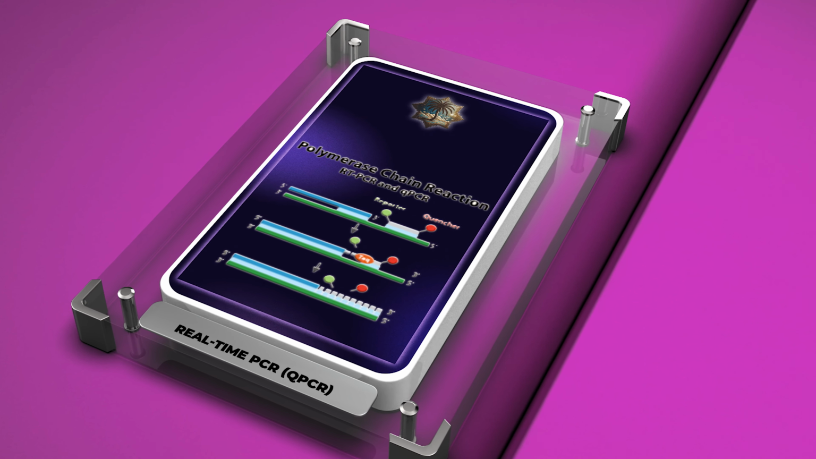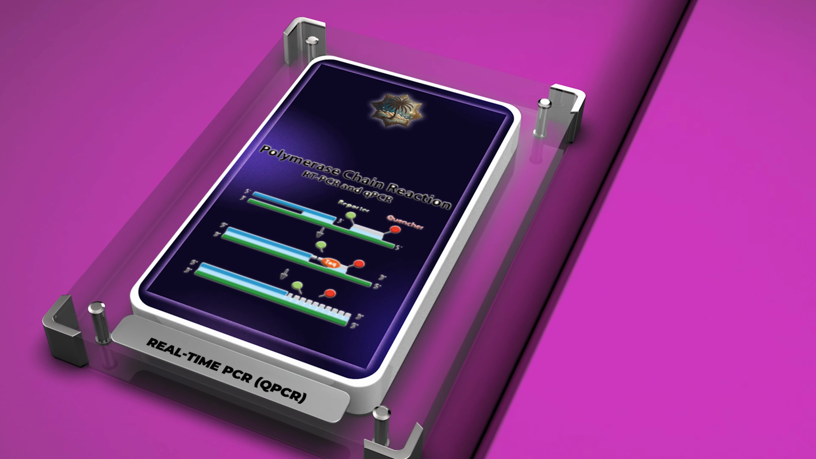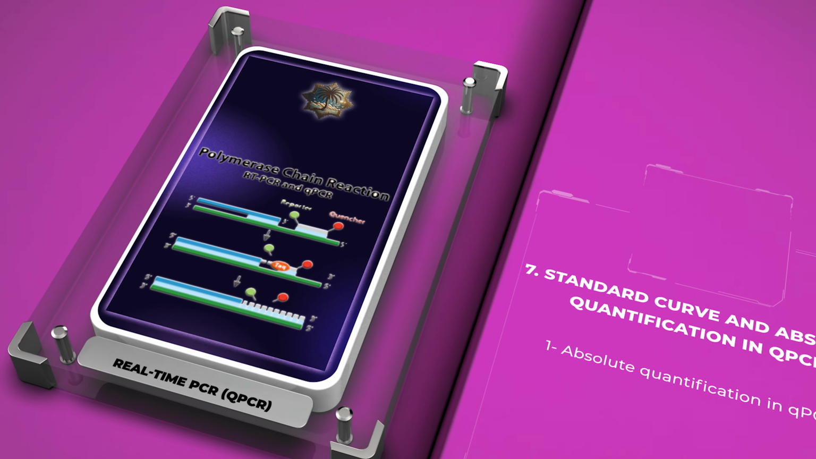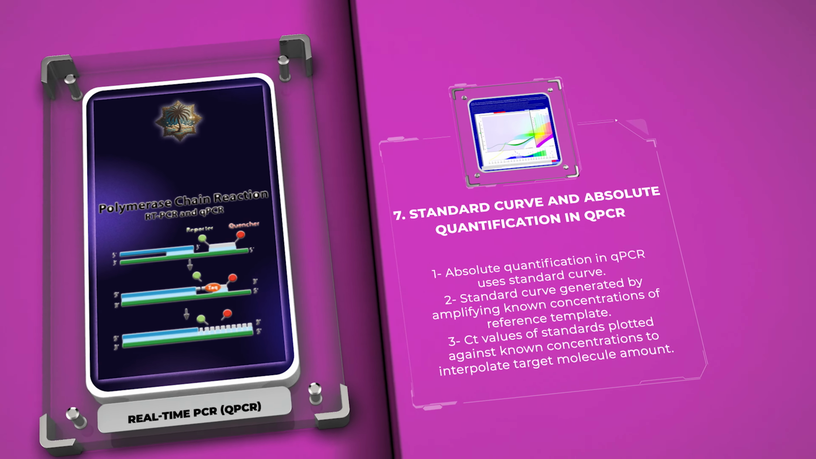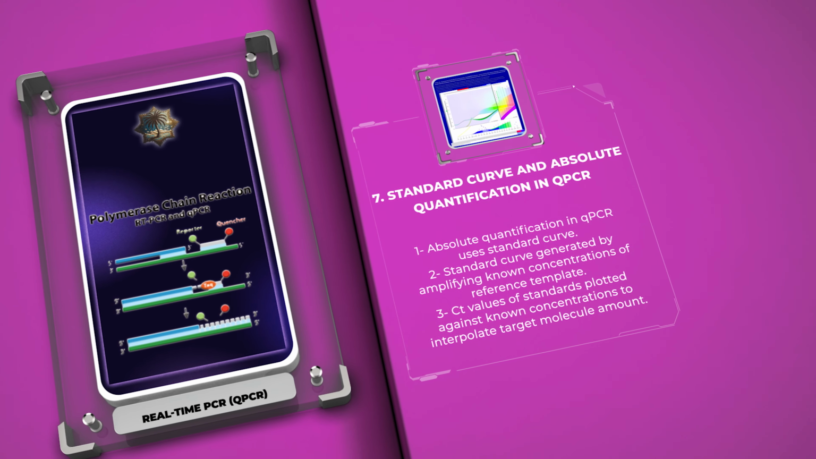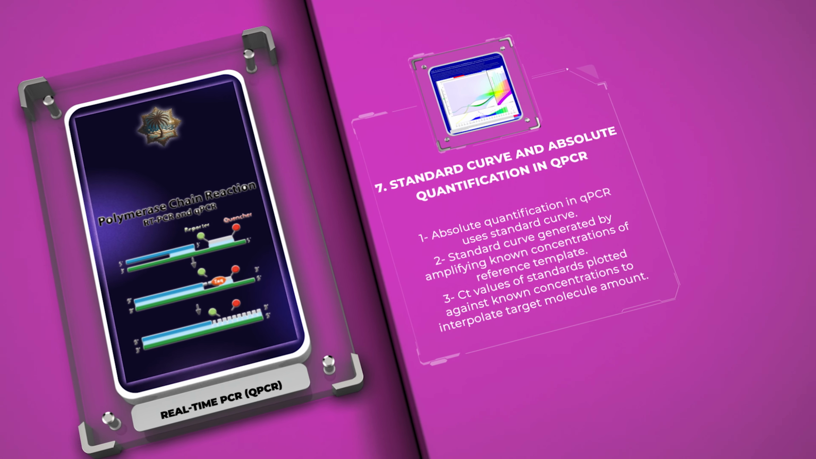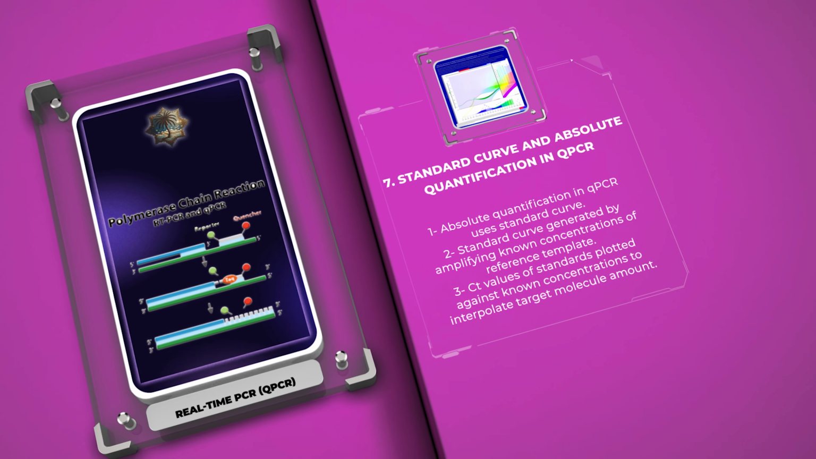Absolute quantification in qPCR uses a standard curve to determine the exact amount of target DNA or RNA molecules. The standard curve is generated by amplifying known concentrations of a reference template. CT values of standards are plotted against known concentrations to interpolate target molecule amount.